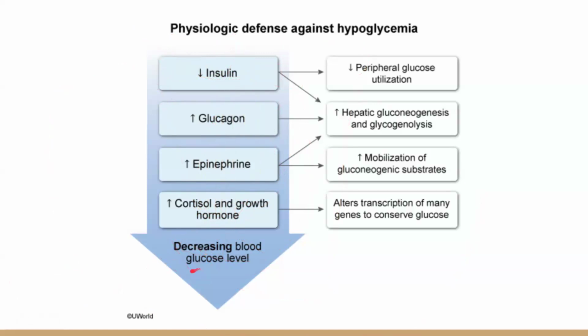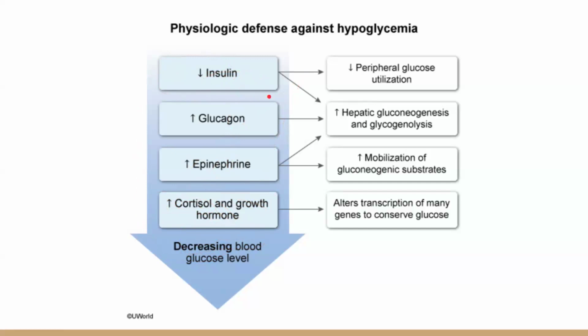Let's say someone's blood glucose level is decreasing. What happens with all these hormones? Except for insulin, all of these will increase, because hypoglycemia will stimulate all of them. Cortisol and growth hormone take the longest, while epinephrine and glucagon act in a matter of minutes. And insulin you want to decrease, because this is already causing hypoglycemia.